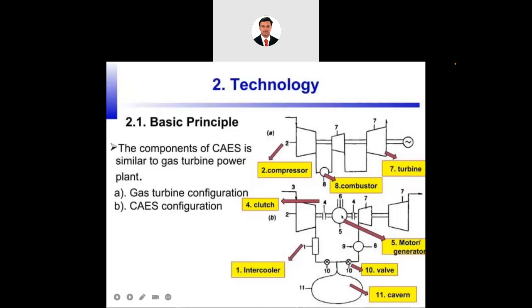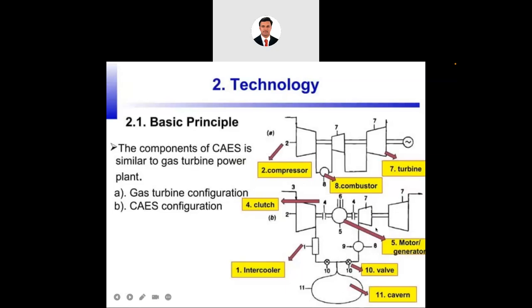So here, what will happen? Whenever there is less demand, the excess electricity is used to compress the air, and that compressed air is stored inside the cavern. Okay, so during that time we are storing the compressed air. Whatever excess energy is developed by the other power plants is used to store the compressed air. Now, what will happen in the evening when the demand increases?